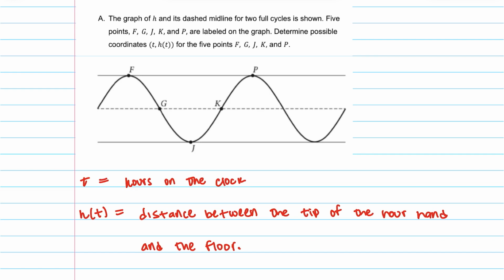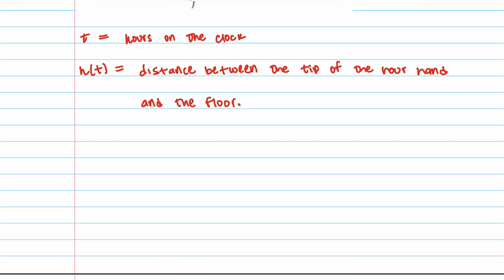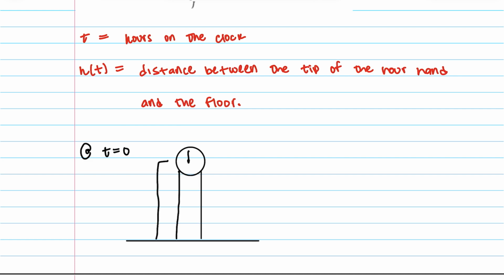Now, to start finding those points, let's choose several t values that are going to help us map out this periodic function h of t. And so let's start off with time is equal to 0. Drawing our clock right here, let's put those distances. We know from the exercise that the distance between the floor and the center of the clock is 200 centimeters.